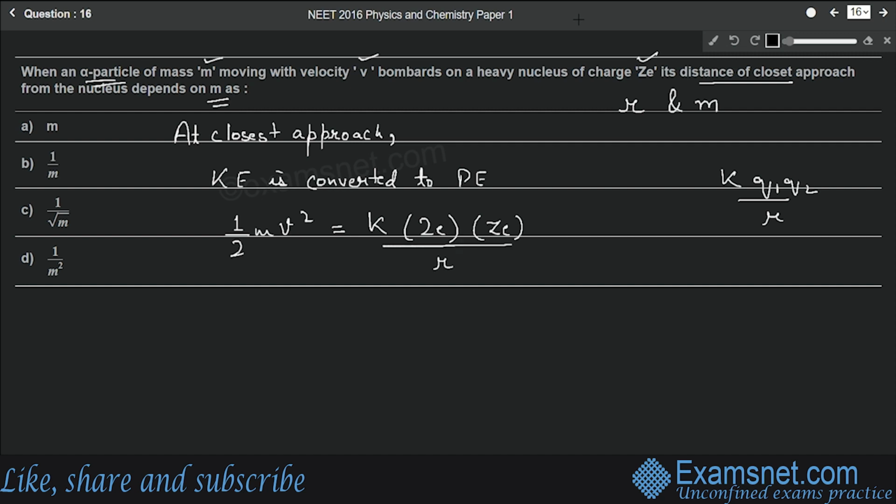Okay, so from here we can say that mass is inversely proportional to r. Okay, that is the distance of closest approach. Okay, mass is inversely proportional to r, or we can say that r is inversely proportional to mass. So it will be inversely proportional to mass. That means option B will be the correct answer.